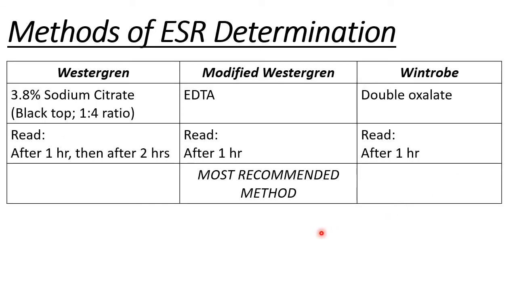Okay, we have 3 methods of ESR determination. We have Westergren, modified Westergren, and Winthrop tube. So, anong difference ng tatlo? Dun sa gamit na anticoagulant. Westergren makes use of 3.8% sodium citrate. Ano ang difference nito dun sa ating normal na light blue citrated tube? Black ang vacutainer top and 1:4 ang ratio nito. And then sa modified Westergren, EDTA lang. Winthrop tube, again, double oxalate anticoagulant.